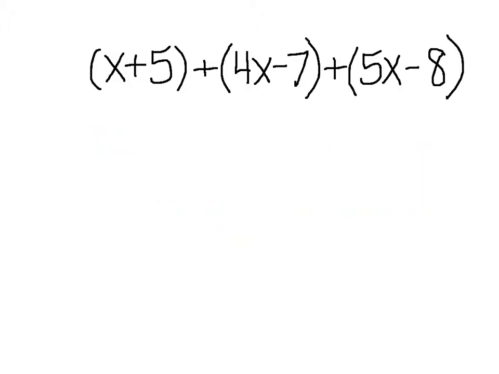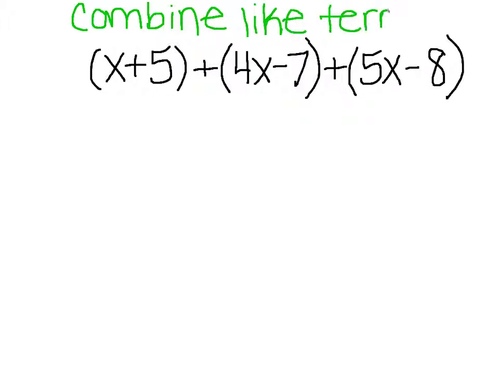So let's take a look at this example. In order to add polynomials, all you have to do is be able to combine like terms. So that's our goal. There are two different methods or forms of adding polynomials. There's the horizontal form, where it goes across, like the example in front of you, and there's a vertical one, which we'll do an example of next.